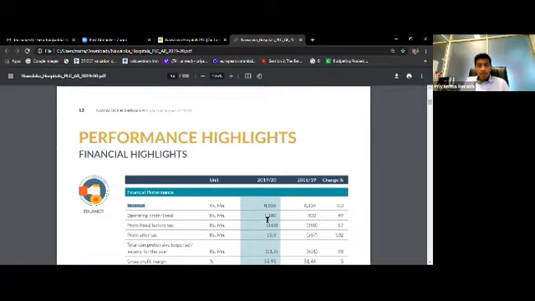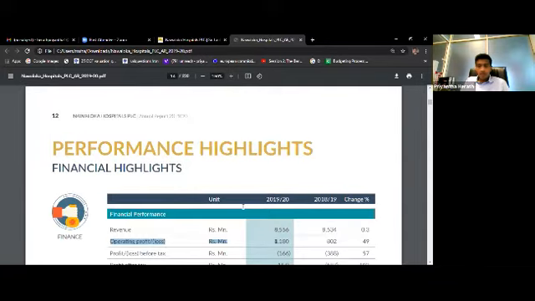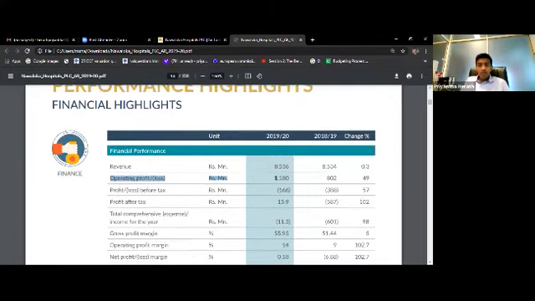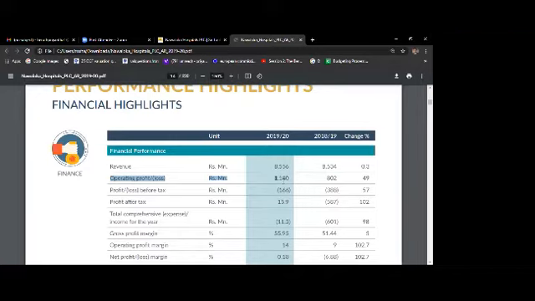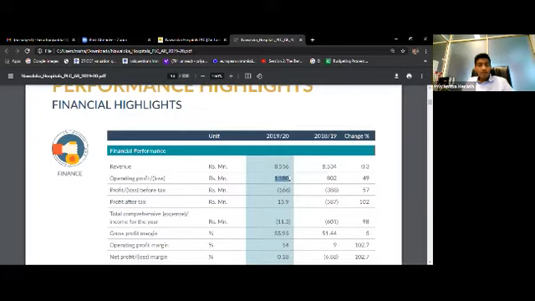What is their operating profit? Here, the second item. Can you see this? Do you want me to enlarge it? Operating profit is 1.2 billion. So the operating profit number is 1.2 billion, right? I'm going to type this.